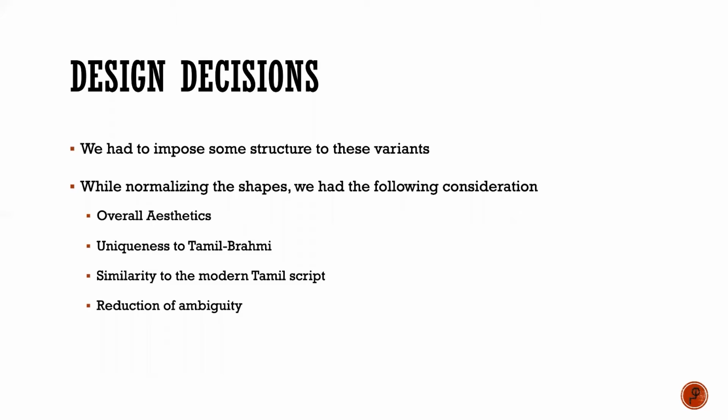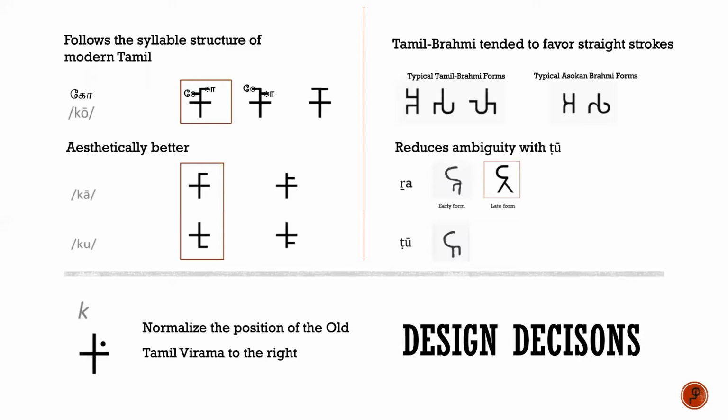It should have some sort of remote similarity to the Tamil script, and it should be as unambiguous as possible. For instance, for ka and ku, there are alternate forms possible. The a matra and the u matra can attach to the end of the stem, or just below the stem, or above the stem for that matter. But we found that the one which doesn't attach to the tip of the stem is not that good looking. Also, we chose the right side variant.